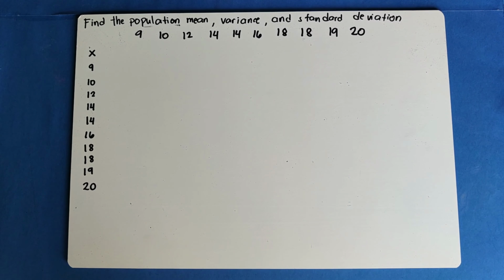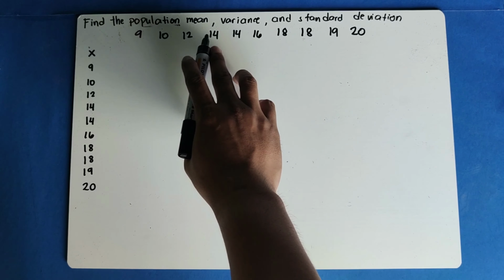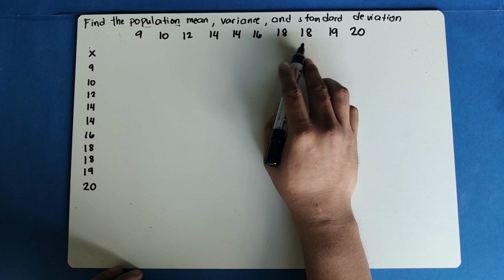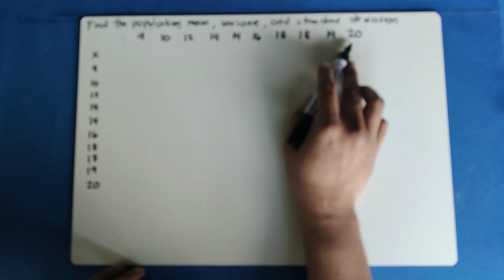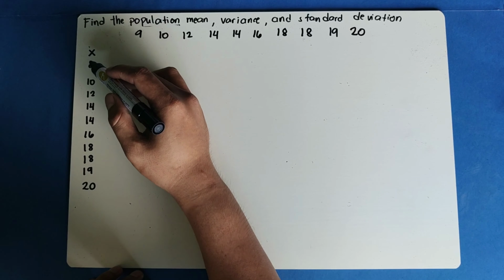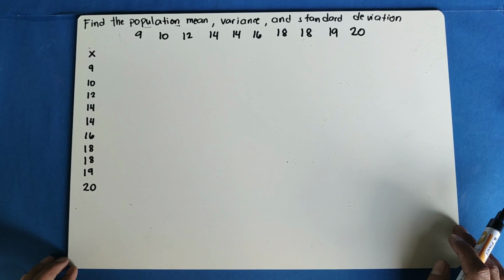So, we have here the second example. Find the population mean, variance, and standard deviation of the following sets of data: 9, 10, 12, 14, 14, 16, 18, 18, 19, and 20. So these are our data, and these values will serve as our x.